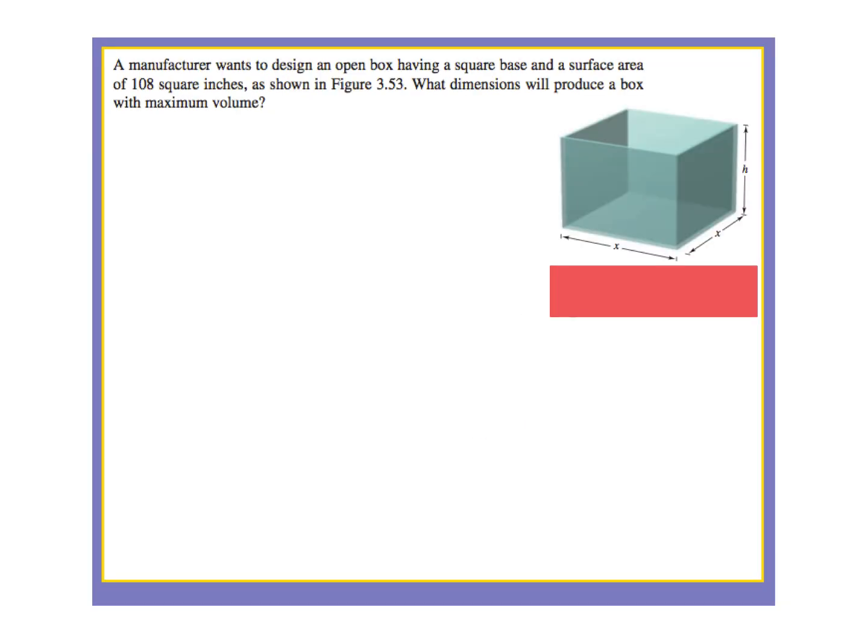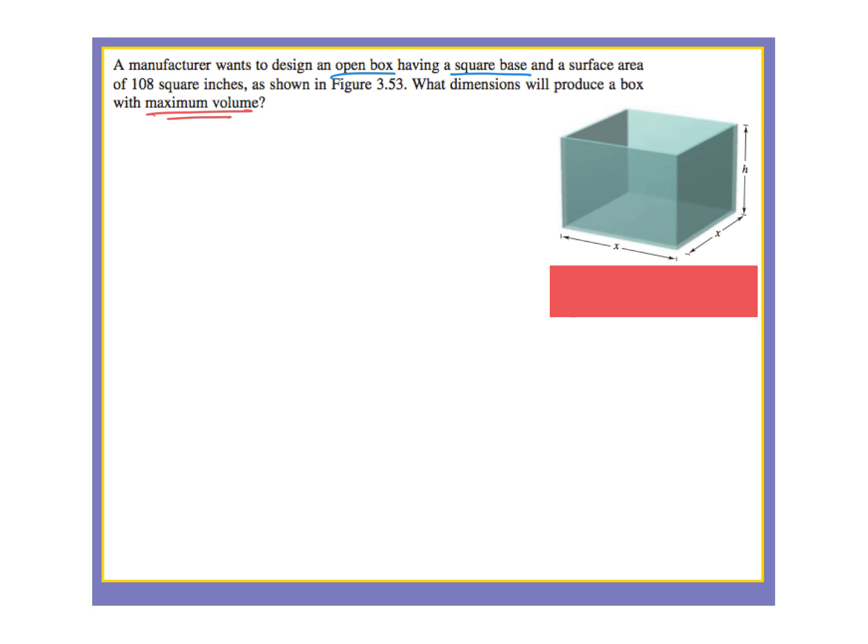A manufacturer wants to design an open box having a square base and a surface area of 108 square inches. As shown in figure 3.53, what dimensions will produce a box with maximum volume? All right, so we need to come up with two equations, but essentially I'm going to maximize volume. Now, it says it's an open box with a square base. So let's start drawing our little picture.